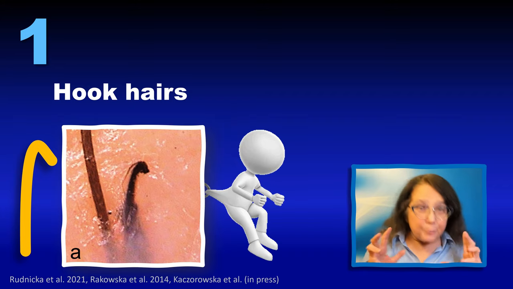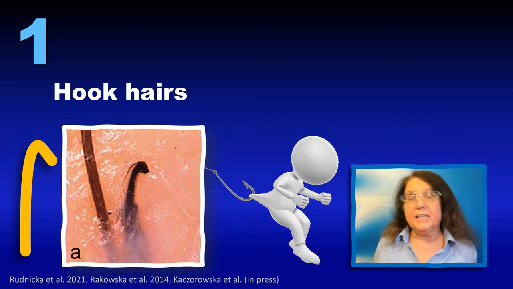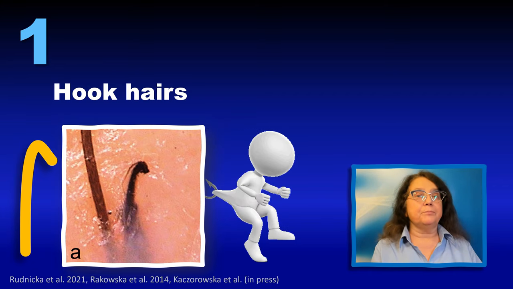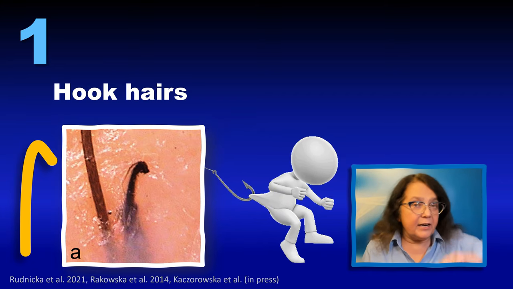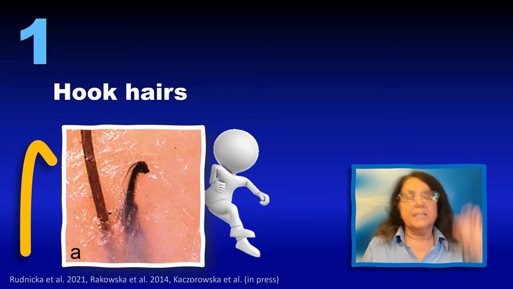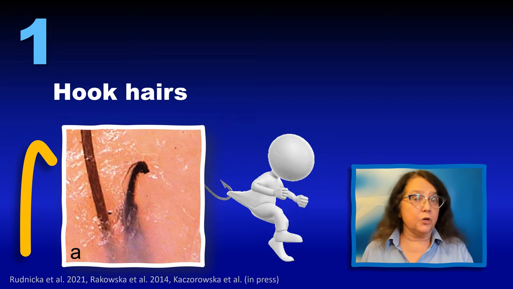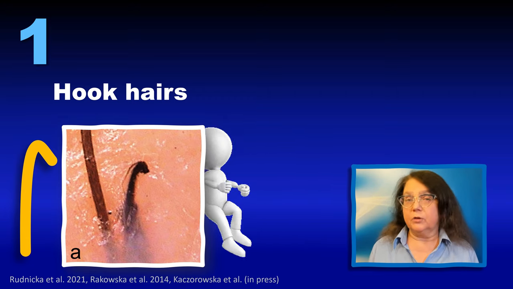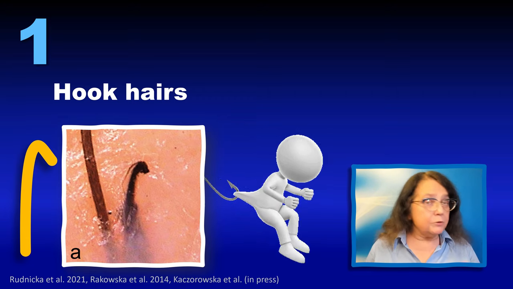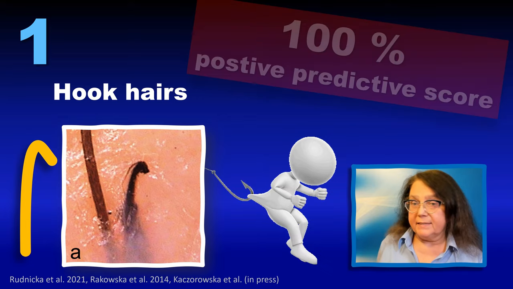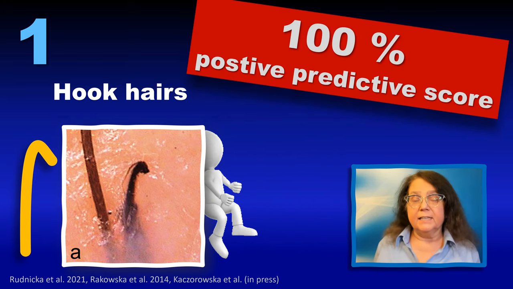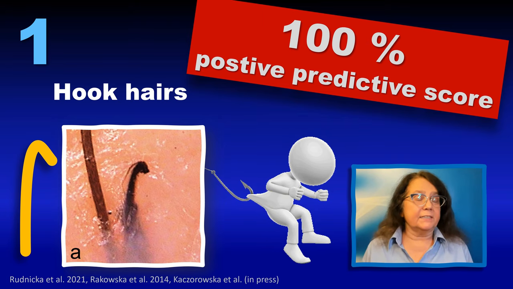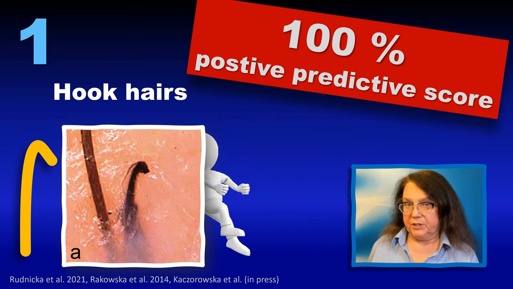The first and probably the most specific feature of trichotillomania in trichoscopy is the presence of hook hairs. These are hairs which have a distal end which is shaped like a hook. And if we see a field of view with multiple hook hairs, we can be almost sure that this is trichotillomania, because the hook hairs have a 100% positive predictive score for trichotillomania.